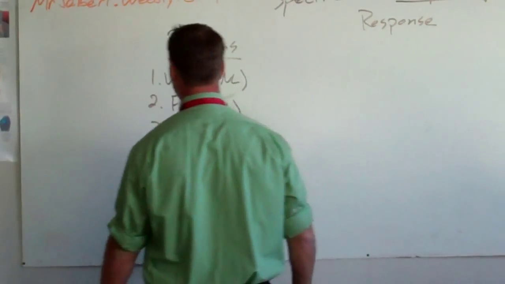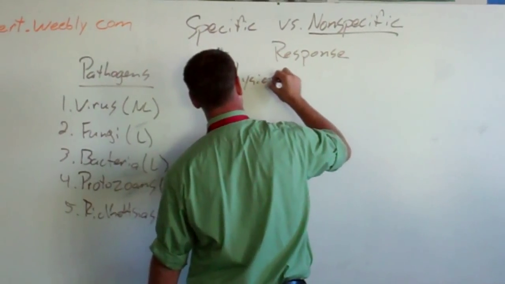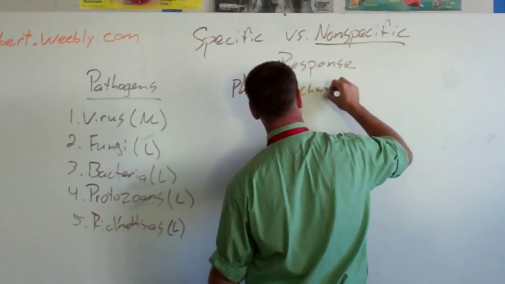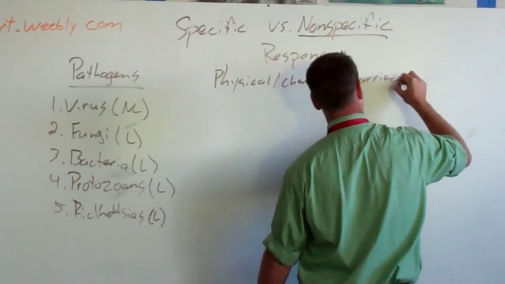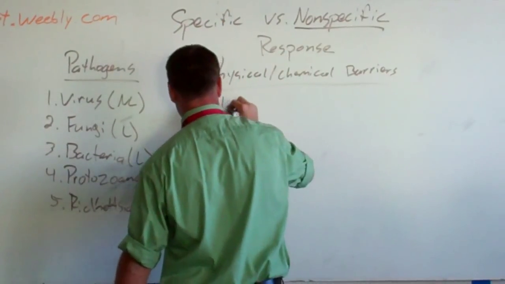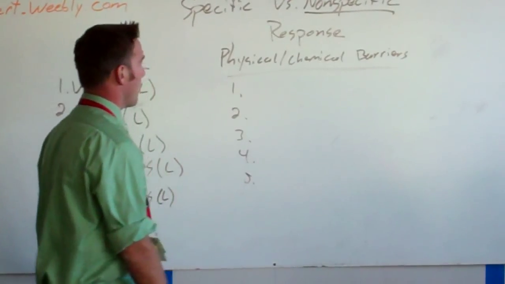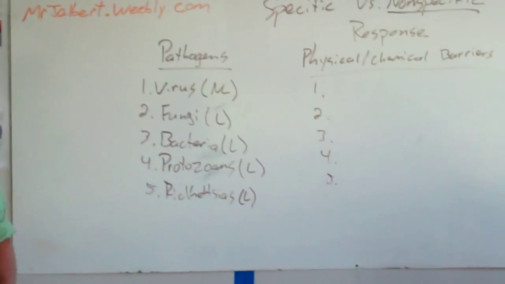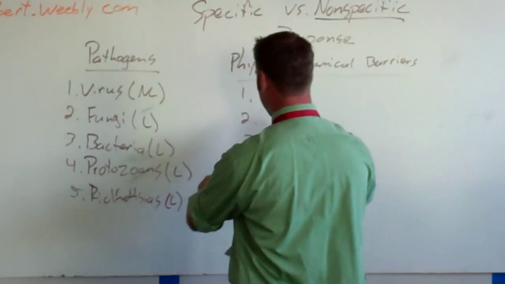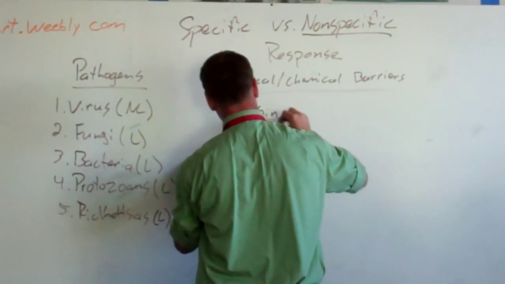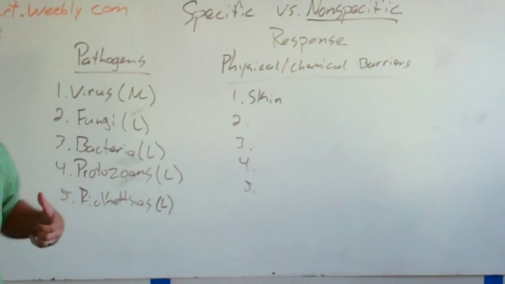Okay. Now, along with these, your body has physical and chemical barriers. Basically things that keep pathogens out. There's 5 of these. First one, I'll give you a hint to get us started. What's the largest organ in the human body? Your skin. Okay, so skin is the largest physical chemical barrier that we have. Skin covers your body, basically keeps pathogens out.